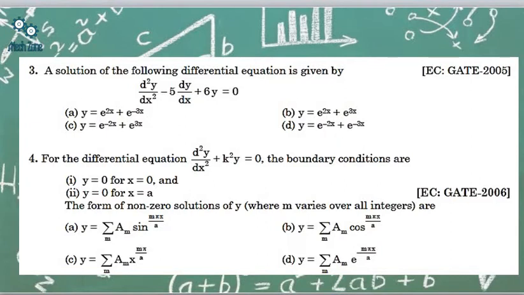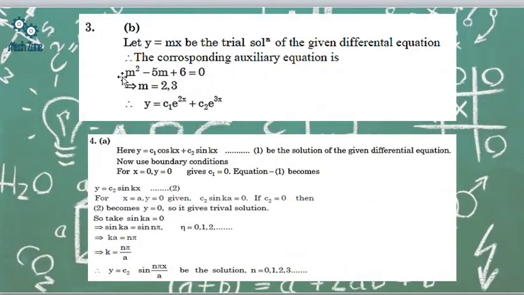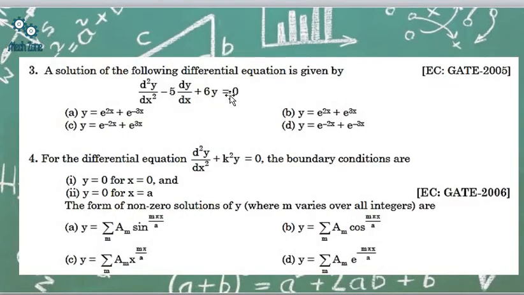So in this particular equation we will first find the auxiliary equation, and the roots of the auxiliary equation are 2 and 3, and hence the solution is c1 e to the power 2x plus c2 e to the power 3x. So this becomes the solution of the third question.